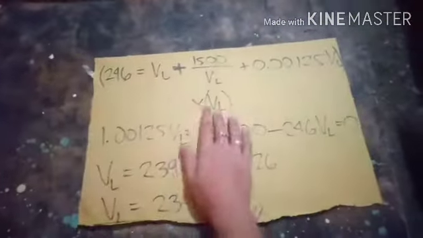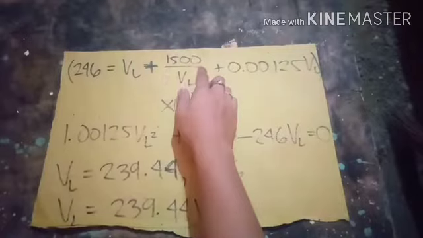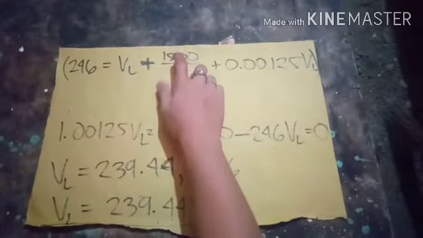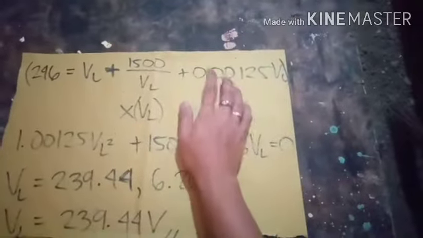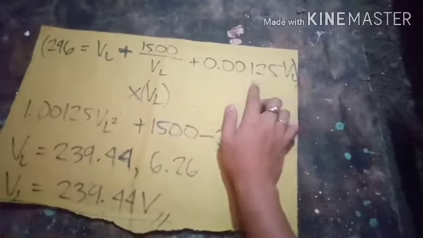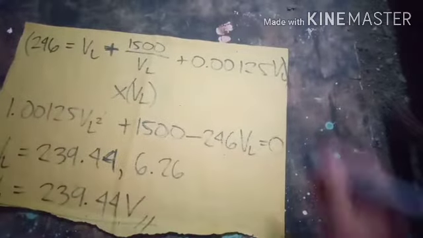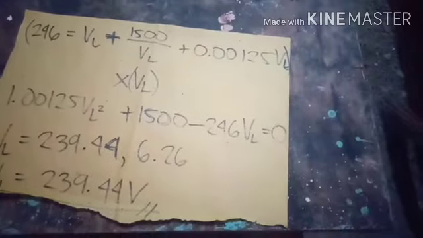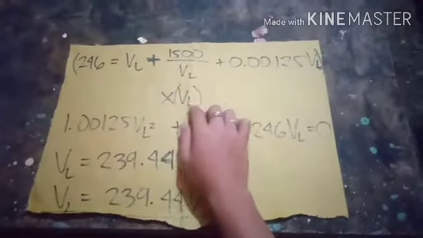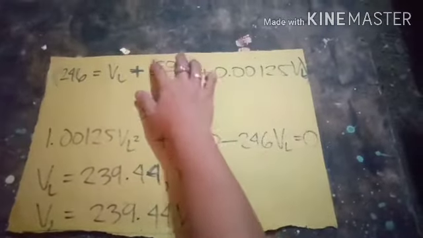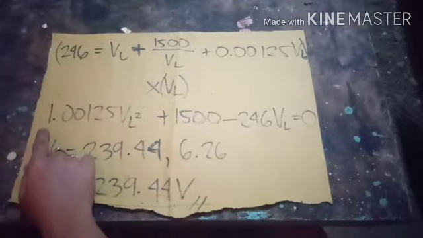Then 246 is equal to VL plus 1,500 over VL, which is the 1,000 plus 500 over VL, plus 0.00125 VL. Then we multiply by VL to cancel the VL in the denominator of the 1,500. So this is now the new form.